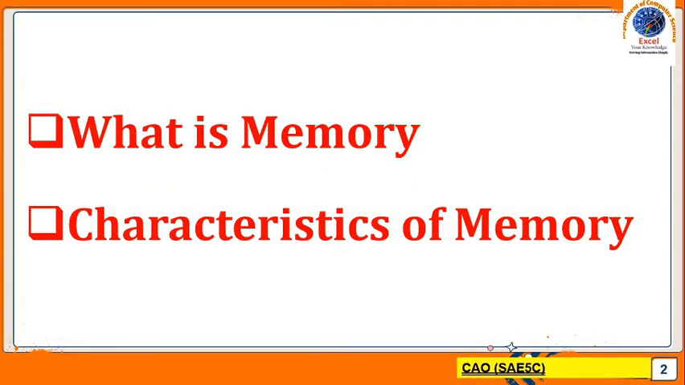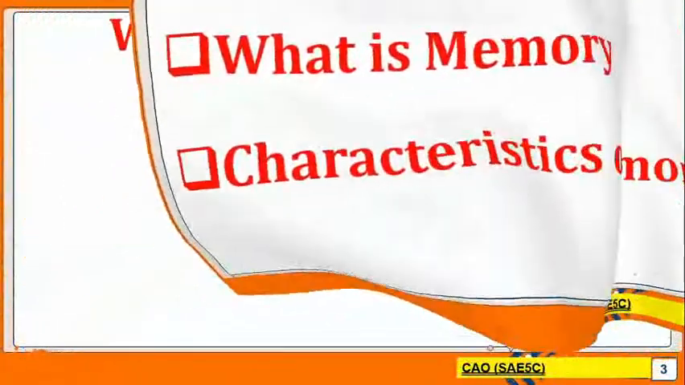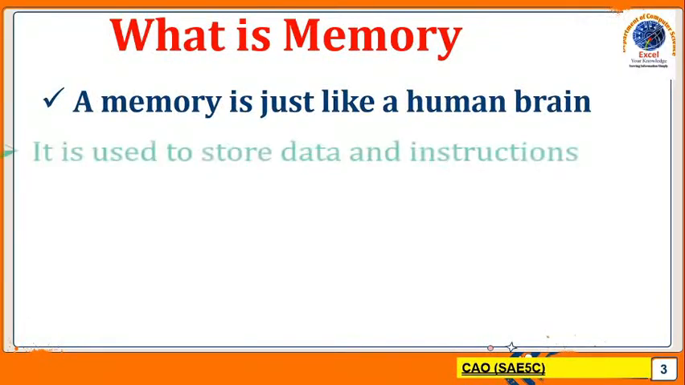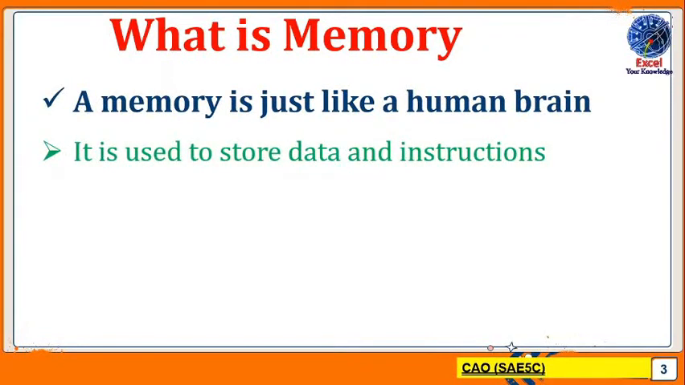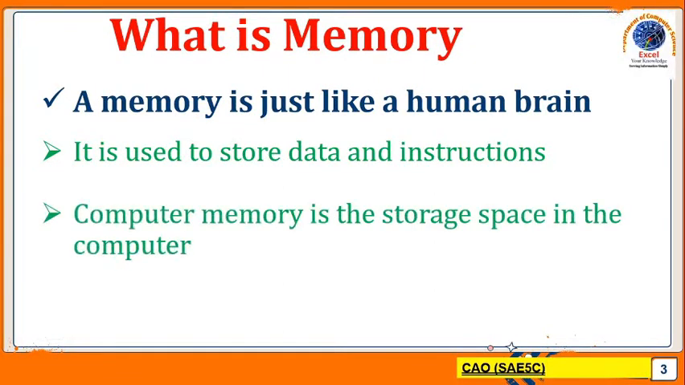Today we are going to see what a memory is and what the characteristics of a memory are in computer architecture and organization. First we will see what a memory is. A memory is just like a human brain. It is used to store data, whereas in a computer we store data and instructions.